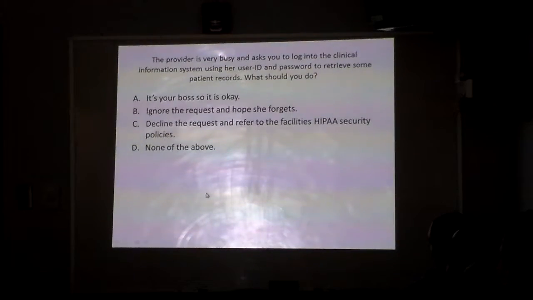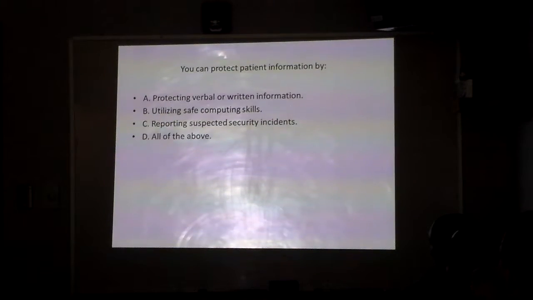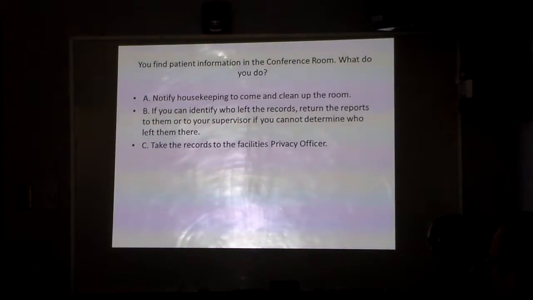Yep. The provider is very busy and asks you to log into the clinical information system using his or her ID and password to retrieve some patient records. What should you do? It's your boss, so it's okay. Ignore the request, decline the request and refer to facility HIPAA security policies. C. You can protect patient information by protecting verbal or written information, utilizing safe computer skills, reporting suspected security incidents, are all of them. D.